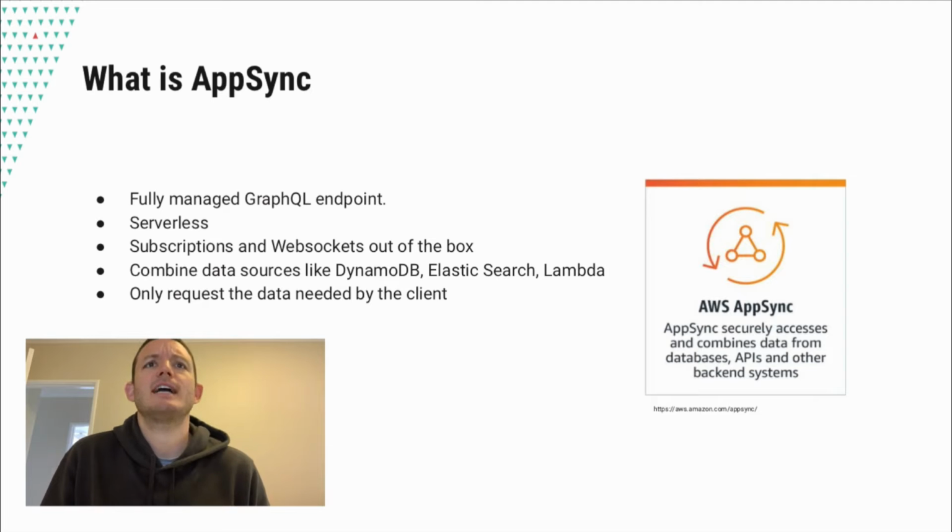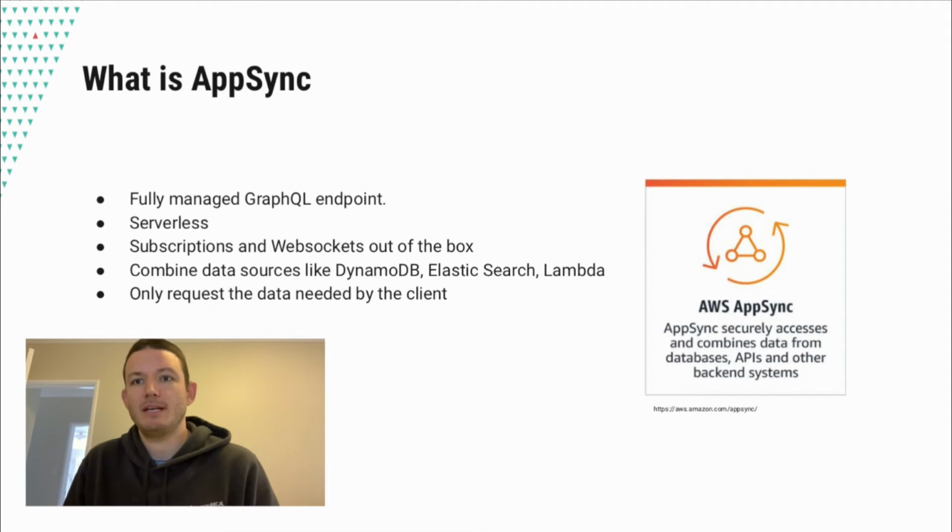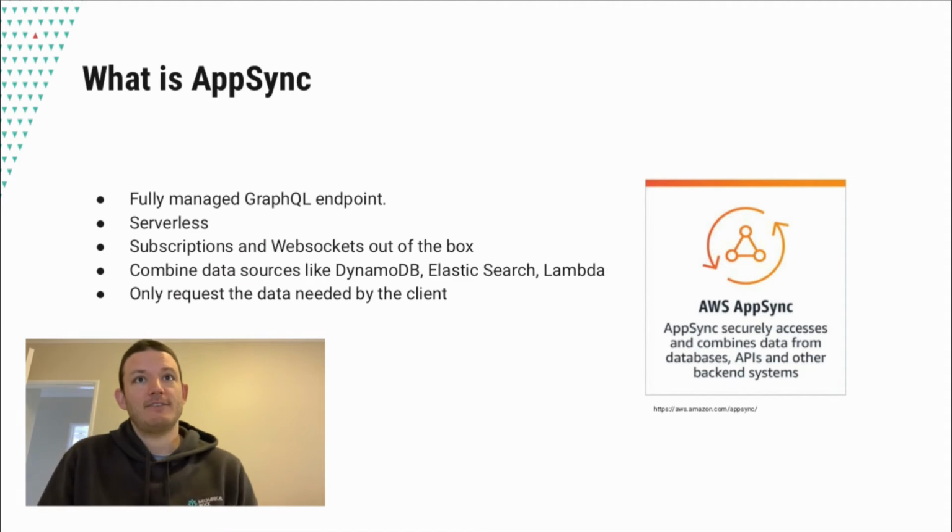And you can combine data sources like DynamoDB, Elasticsearch, Lambda, HTTP. So if you want to do a search service for a blog that you've been doing, you can put a whole bunch of key terms into Elasticsearch, and that can be a data source for you. Conversely, if you want to go straight to Dynamo, you don't need to have lambdas, or external sources that will go into Dynamo for you. It's built in as part of the AppSync service, and you only request data that's needed by the client.